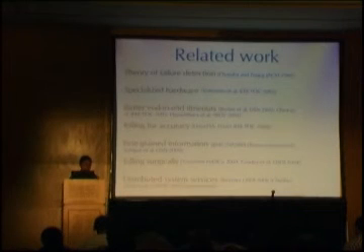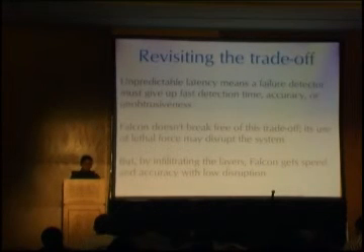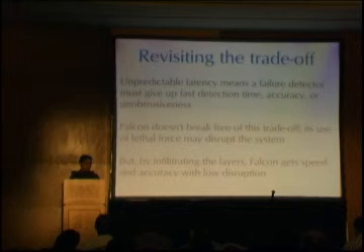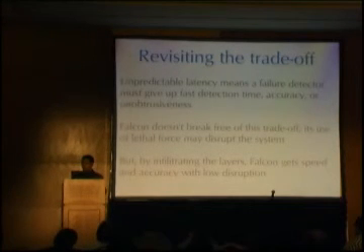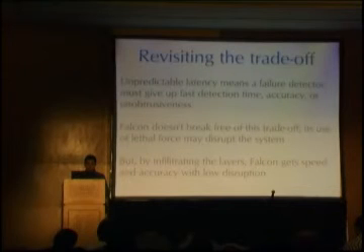So at the beginning of this talk, I told you that there's this trade-off. You have to give up fast detection time, accuracy, or unobtrusiveness. And I said that we were going to get around that trade-off, but that was a bit disingenuous. What we're actually doing is moving this trade-off to a different layer of the system. We're making this trade-off a local trade-off. And by doing this, we're able to pay less disruption for the speed and accuracy benefit that we want out of a failure detector.